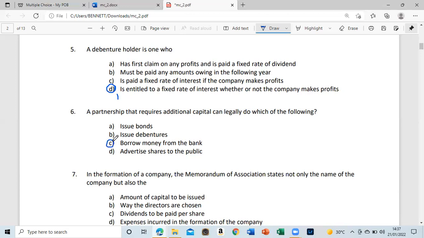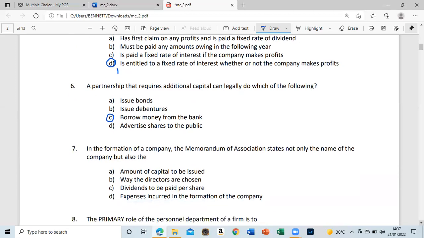Let's move on to number 7. In the formation of a company, the memorandum of association says not only the name of the company but also A, the amount of capital to be issued, B, where the directors are chosen, C, dividends to be paid per share, D, expenses incurred in the formation of the company. And number 7 is A, the amount of capital to be issued.